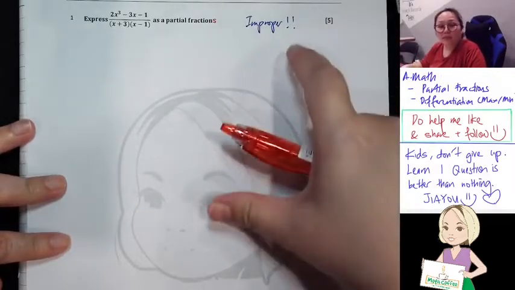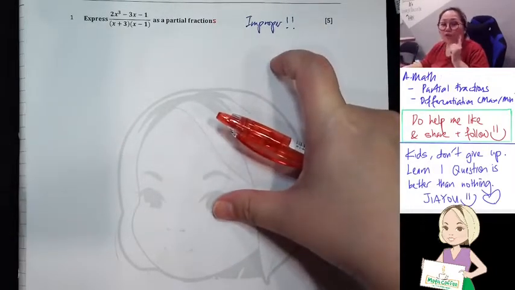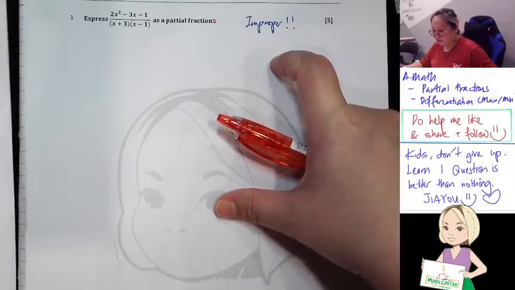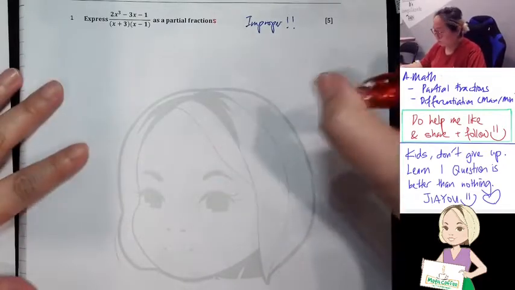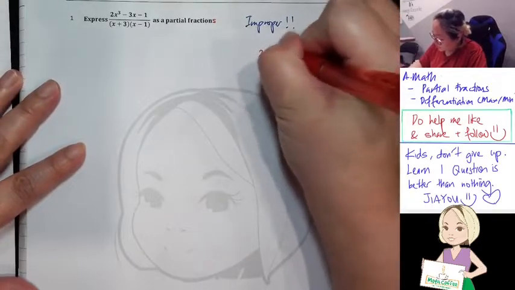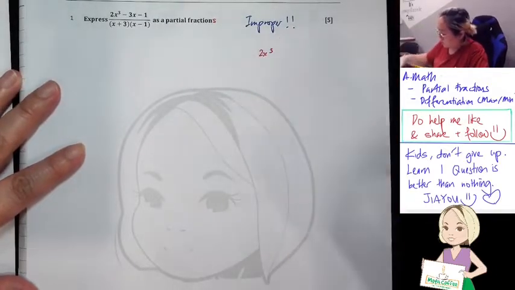So once it is improper, the first thing you need to do is long division first. Understand? It must be long division first. So what do I do? I will have to take 2x cubed. Why should I use red pen? I use blue pen.